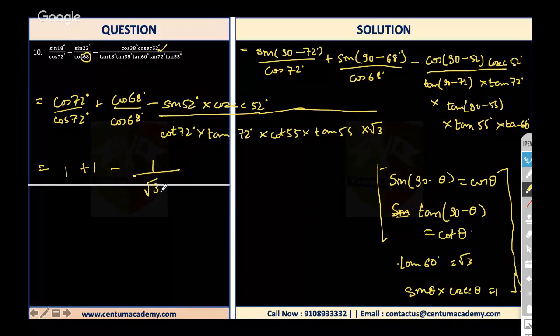Correct? Yeah. So hence, what will you get? You will get 2 minus 1 by root 3. You can leave it here, or you can write 2 root 3 minus 1 by root 3. So this is how it will be solved.